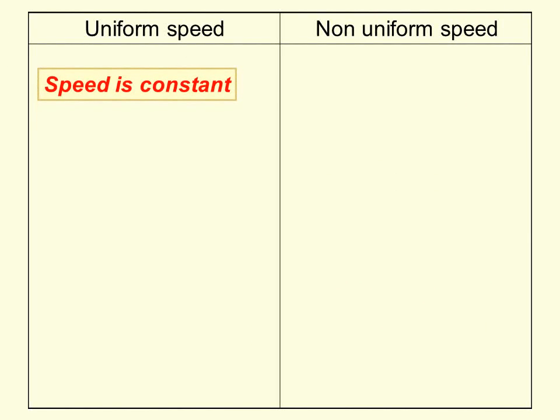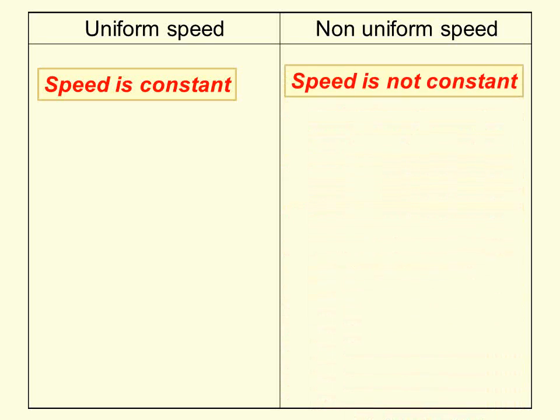Okay, if we take the uniform speed, the first one, the body covers equal distance in equal intervals of time. This means that the speed is constant; as time passes, the speed doesn't change. We can call it constant speed, or the body is in constant motion.